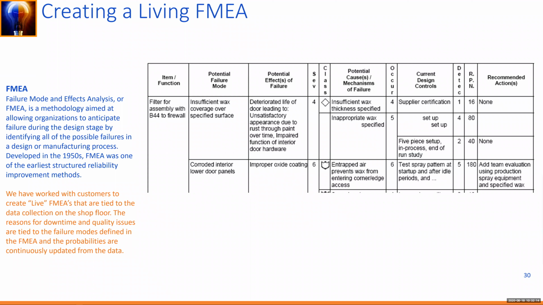How severe is it? What are the potential causes? How frequently does it occur? How likely are you to detect it? And from all of that, you create your RPN. And what are your recommended actions when that actually occurs?